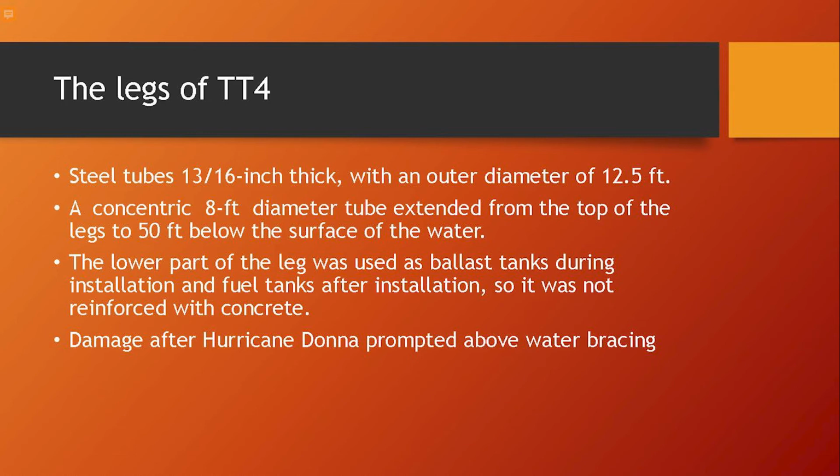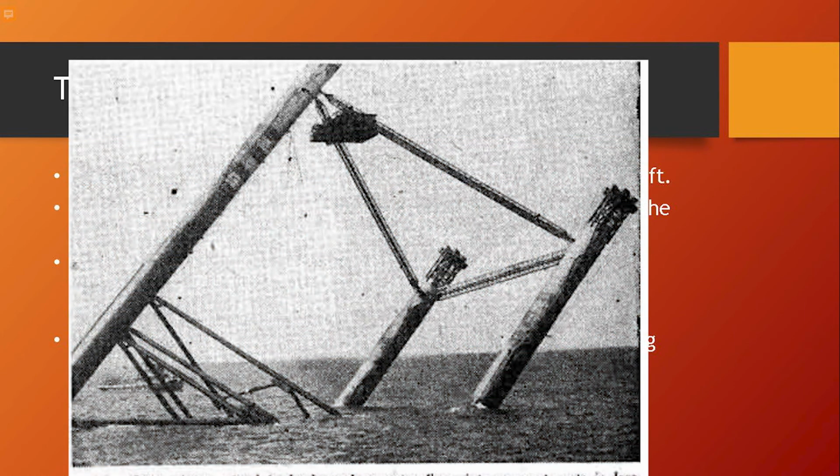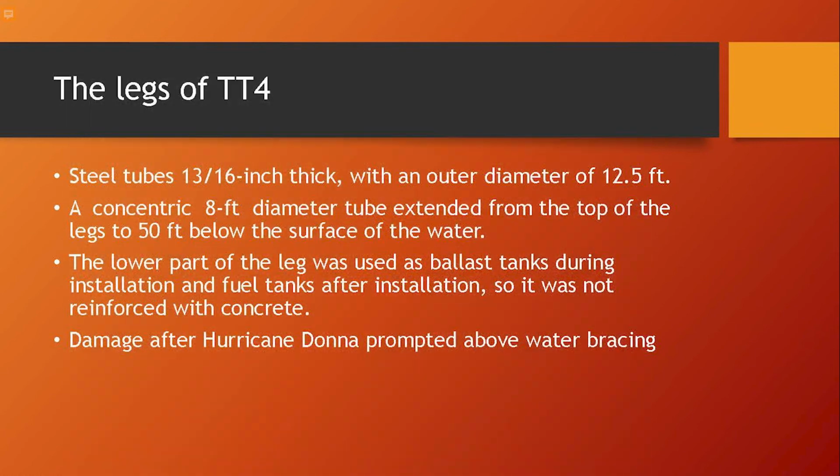The legs of Texas Tower 4 were different than the other two towers. In addition to the underwater braces, the lower part of the legs of Texas Tower 4 were used as ballast tanks during installation and fuel tanks after installation. This area was not reinforced with concrete. This section is the weak part of the leg, which broke near the footing during the fatal storm.